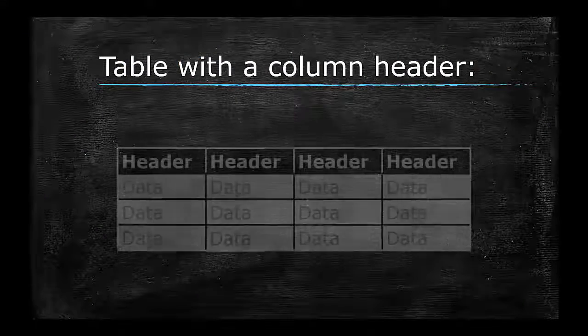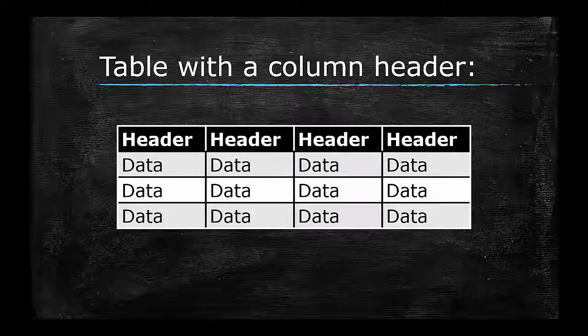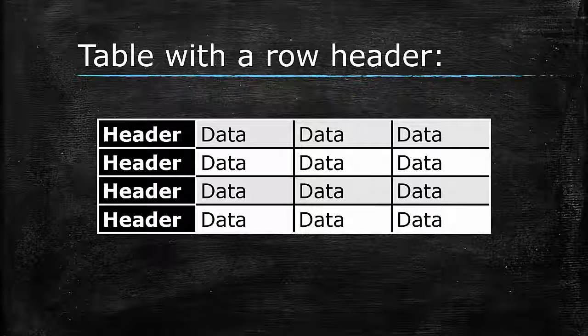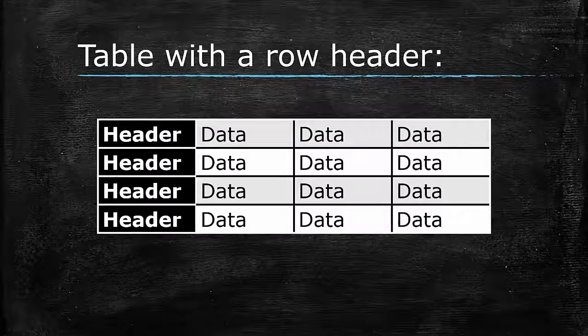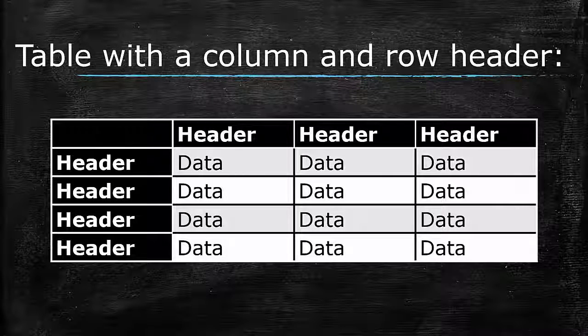This is a table where column headers are strongly indicated. This is a table where row headers are strongly indicated. And this is a table where row and column headers are both strongly indicated.